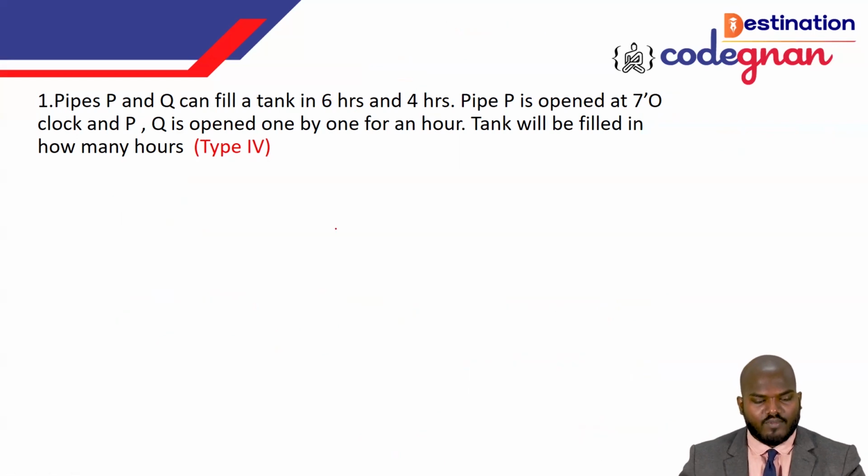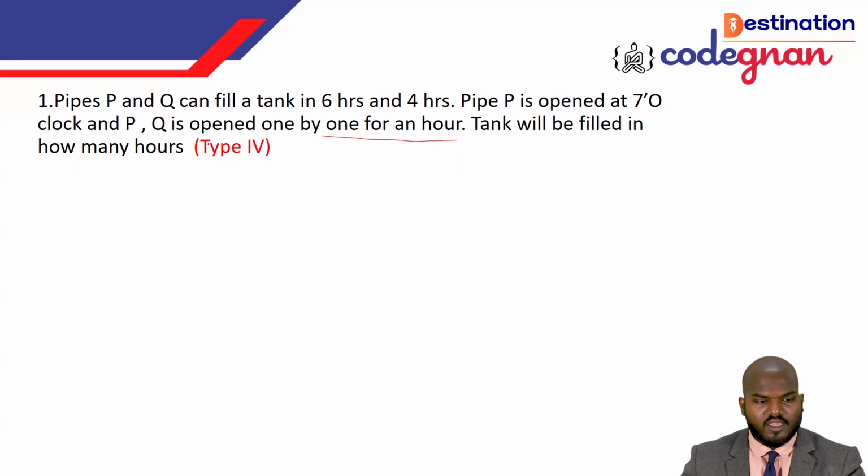Okay, initially we have the terms. The pipes P and Q can fill a tank in 6 and 4 hours. If P is open, it fills 1 by 6 in 1 hour. Q is open for 1 by 4 in 1 hour. P and Q are combinedly working together. The tank will be filled in how many hours is the question they are asking.